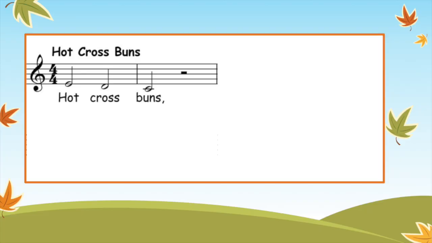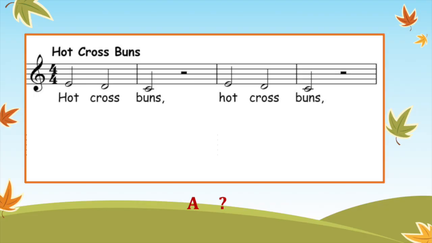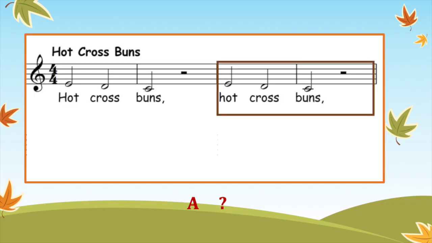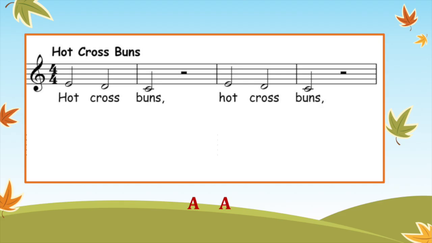Now let's hear a musical example of this form. We'll use the familiar song Hot Cross Buns. This section will get the first letter of the alphabet, A. Now let's hear the next section. Does this sound familiar, or is it a new pattern? Here's the first pattern, and here's the second pattern. As you can see, it's identical. Since it's the same, it gets the same letter A.